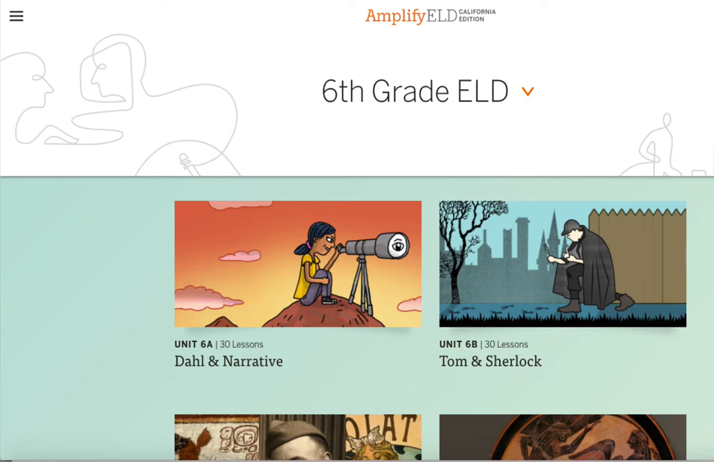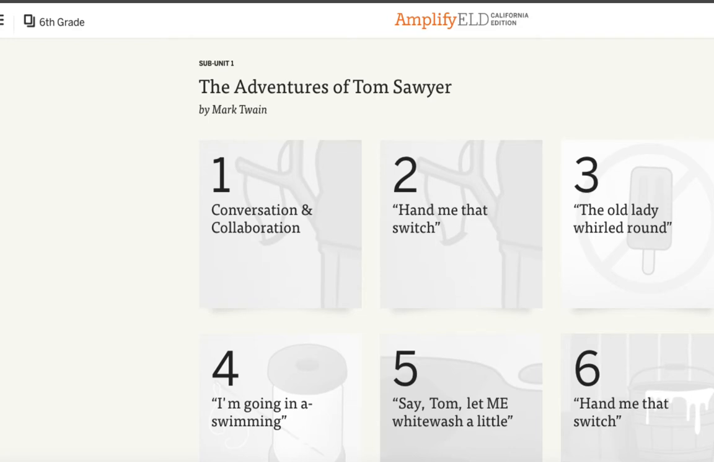One question we often get is, why is Amplify ELD in a 6-lesson cycle? The 6-lesson cycle ensures that students get repeated practice with the same types of listening, speaking, reading, and writing activities over the course of the school year to build their language skills. Routines and lesson activities are repeated because English learners respond well to structure and consistency. This allows them to spend more time on content and skill practice rather than on understanding new concepts.